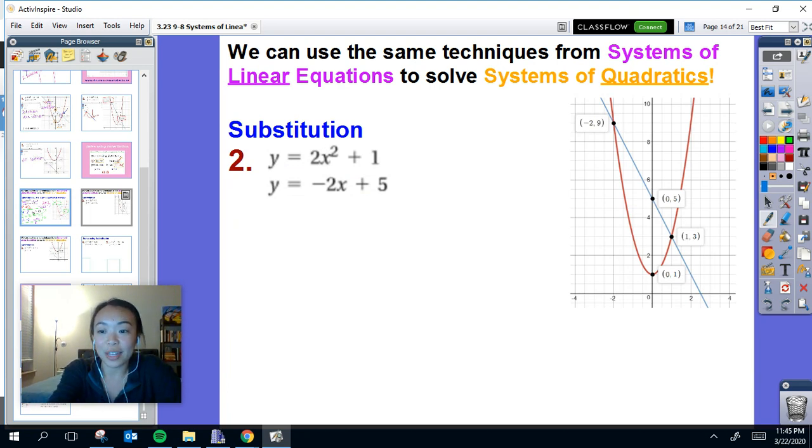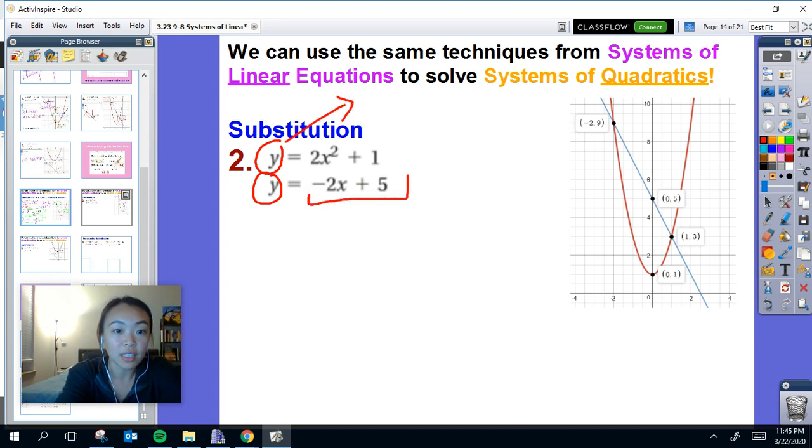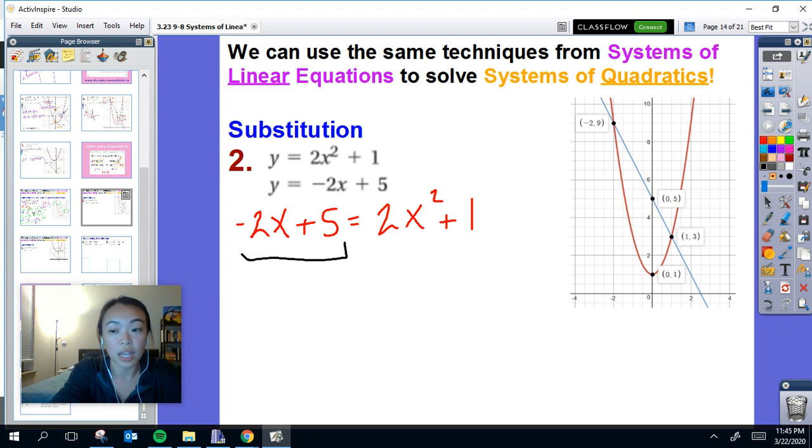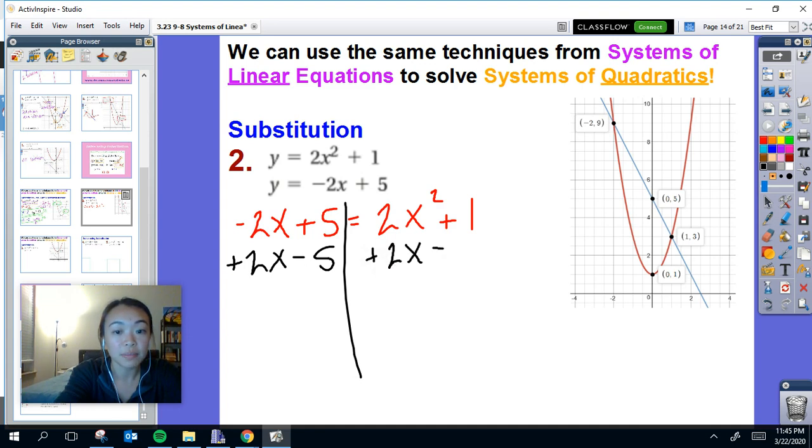All right, the second one, I'll help you guys set this up because they're both equal to y. I can take this out and I can put this in its place. That's called substitution. When I do that, my equation is negative 2x plus 5 equals 2x squared plus 1. I want to get this all equal to 0 on this side, so I do the opposite. I add 2x and I subtract 5 from both sides.